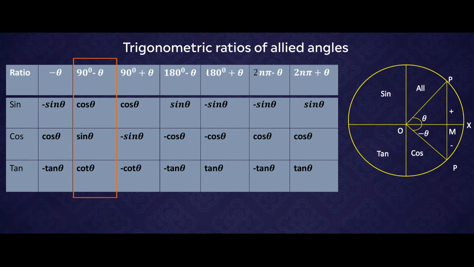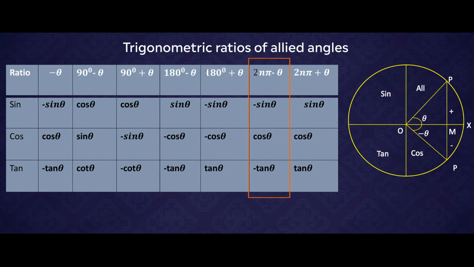And 90 minus theta falls in the first quadrant, so all will be positive. If it comes to 90 plus theta, the angle up to here is 90, and 90 plus theta will fall in the second quadrant, so only the sine function will be positive here. 180 degree minus theta will also be in the second quadrant, and therefore sine will be positive, others will be negative. 180 plus theta is in the third quadrant, and then tangent will be positive, rest will be negative. Then 360 minus theta will be in the fourth quadrant, and cos function will be positive, and rest will be negative.